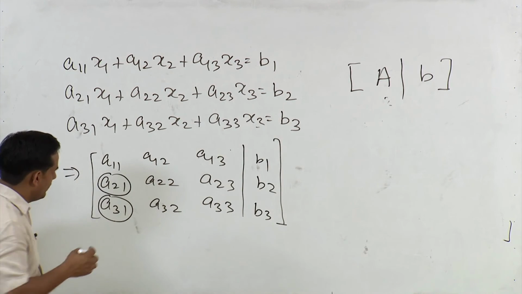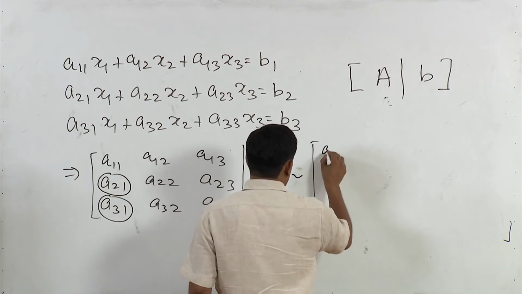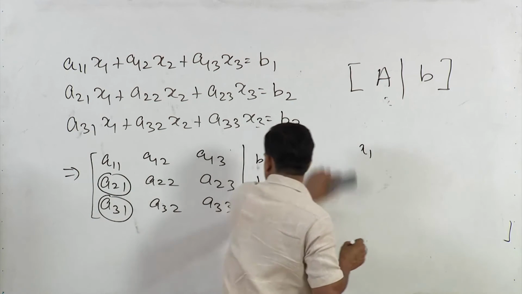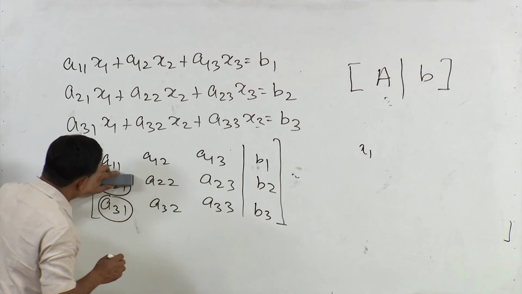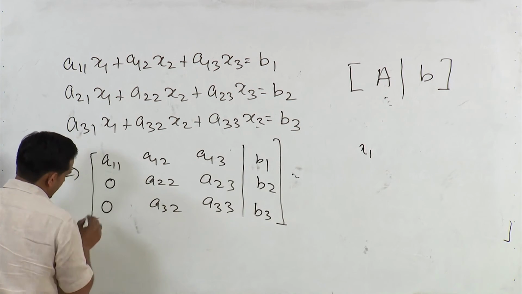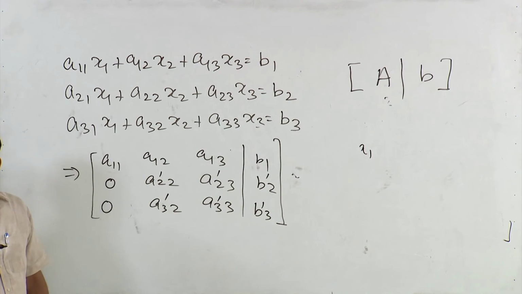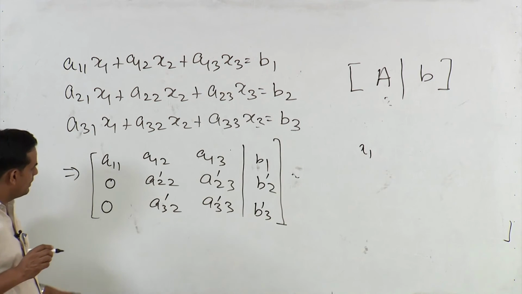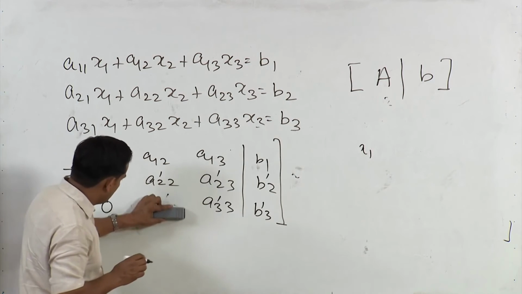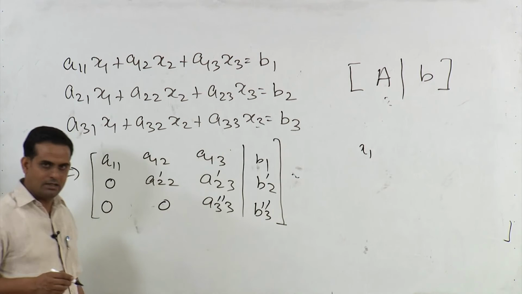Then after that, if I do some row operations on this, the first row will not change, so I can do it here itself. The first row will not change, so I will make these two entries 0 and then these numbers will change. After that, I will make this particular entry 0 with the help of the second row, so these two entries will change.